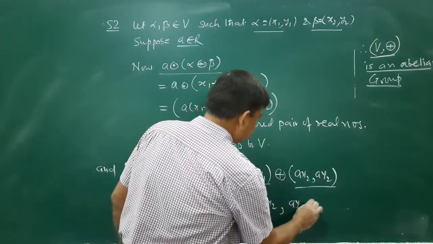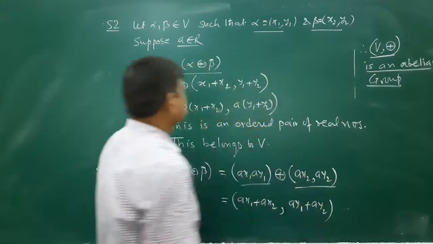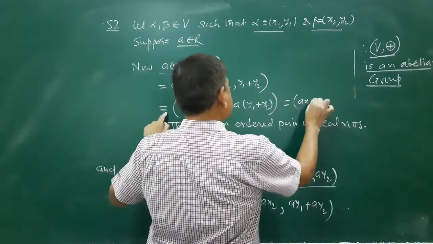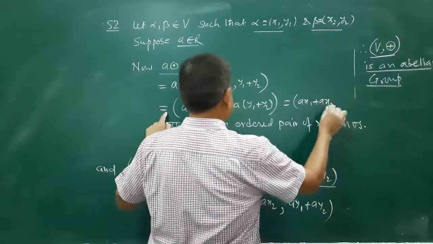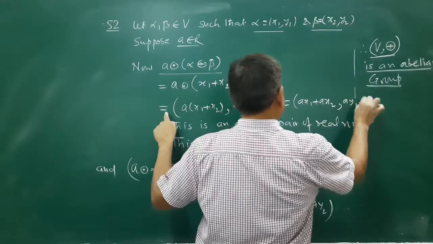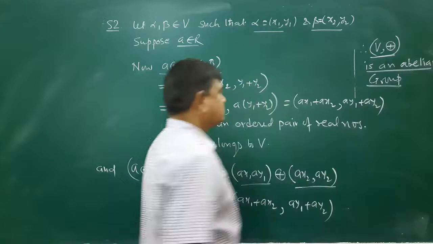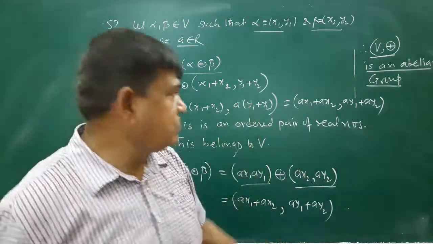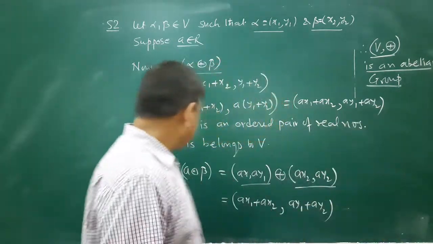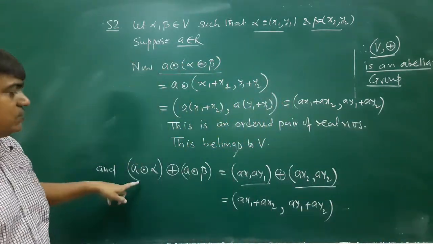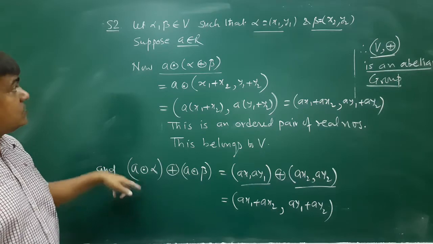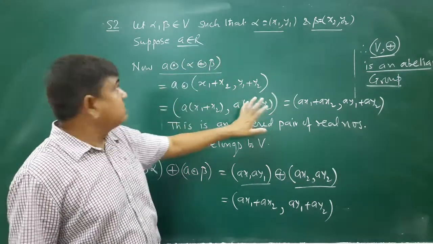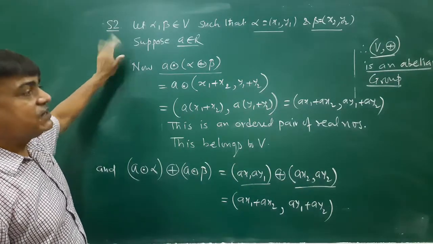Ay1 plus Ay2. It's the same case here: Ax1 plus Ax2, Ay1 plus Ay2. We can do this because they are real numbers, so it is allowed. You can say this one is equal to this one. So distribution over addition holds. So this is the second property. Okay.